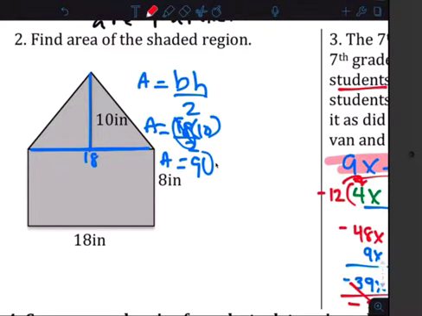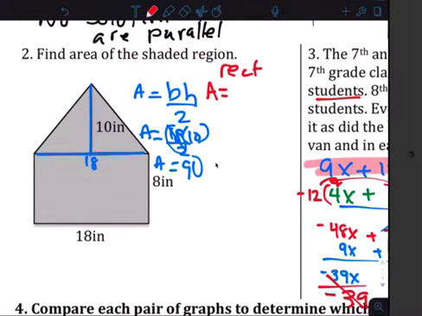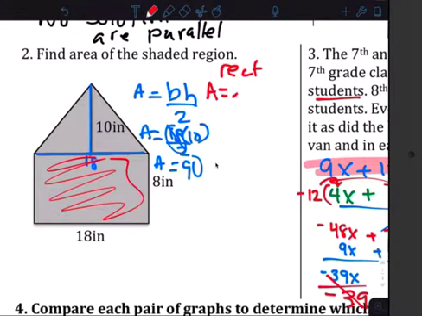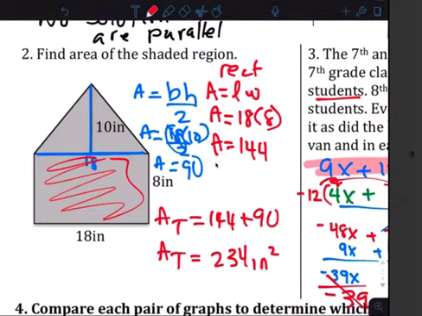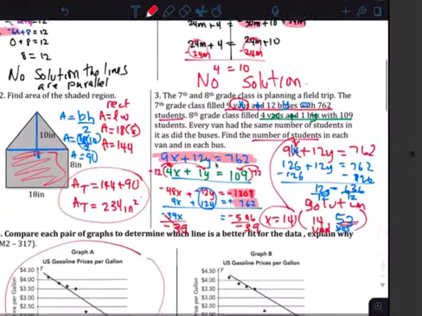Area of this rectangle, this rectangle right here, the area, the dirt inside. It's length times width. Area is 18 times 8. Area equals 144. And then for total area, you add them together, 144 plus 90. Okay. And you'll get a total area of 234 inches squared. That's the area of the shaded region there.